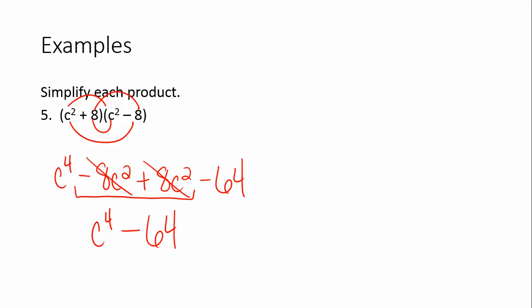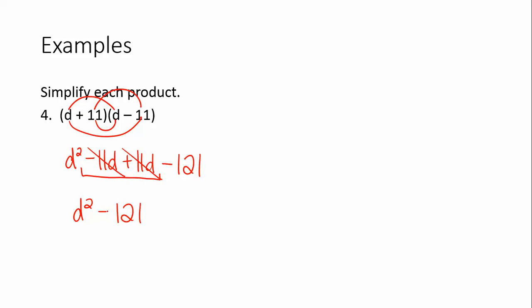What you'll also notice in this special case is that your last number, this back term, the constant, will always be negative because it will be a positive times a negative. And if you go back and look at number 4, you can see that it was negative 121.